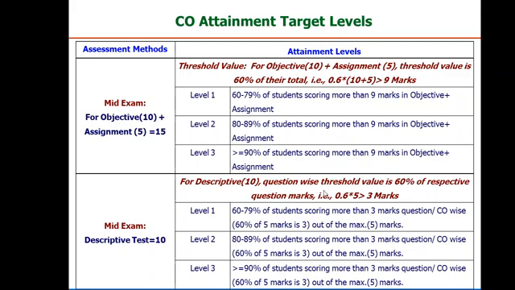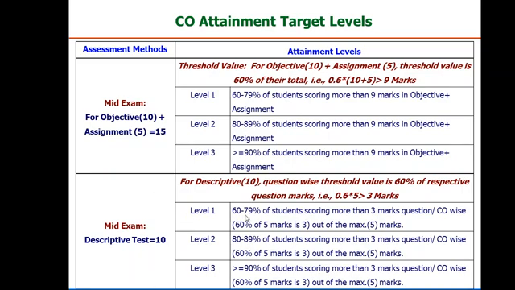Suppose a particular question one student attempted and secured some marks. Does that mark satisfy our threshold value or not? Based on the threshold value, 60% weightage of 5 marks for each question, so minimum 3 marks. Whoever secured greater than 3 in a particular question, based on that, the levels are defined.